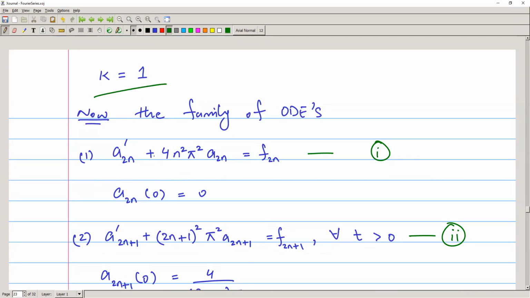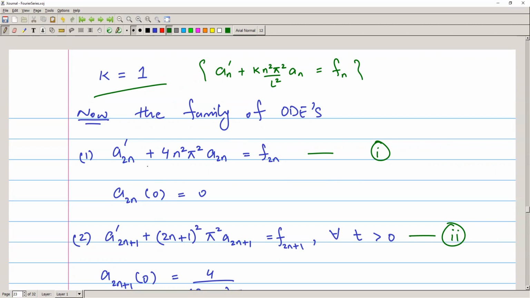Therefore, we are going to generate the family of ODEs. First of all, we are generating for evens, that is a prime 2n. Using this equation, we know that a_n prime plus k n squared pi squared over l squared times a_n is equal to f_n, right? So this is the formula for the family of ODEs, and we are going to use this formula for defining the evens and odds separately, right? This will ease our problem.